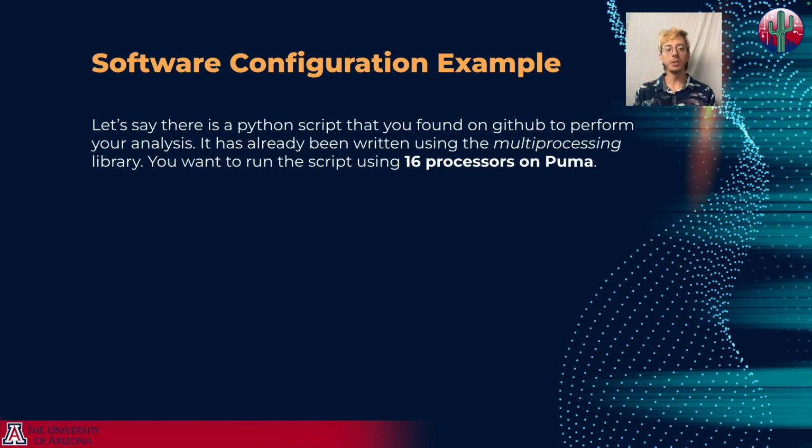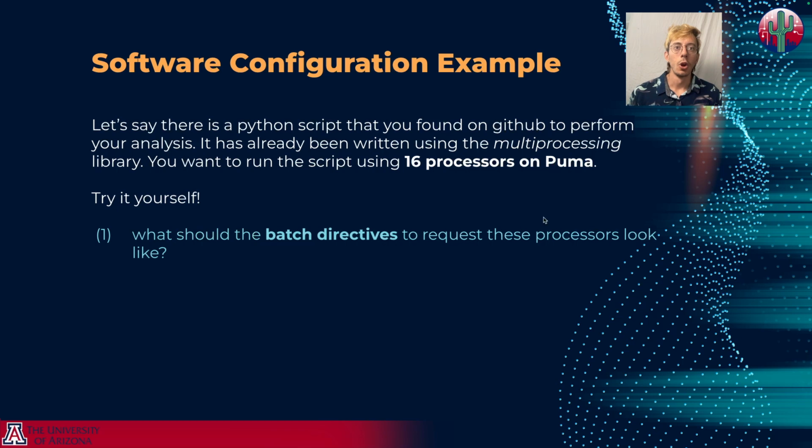So if you're running a multi-node job on the HPC, this might involve using different techniques than simply running a shared memory, single node, yet multiple CPU job. So once again, be aware of these different methods or avenues of parallelization and make sure you're using the correct one. So we want to run the script using 16 processors on Puma.